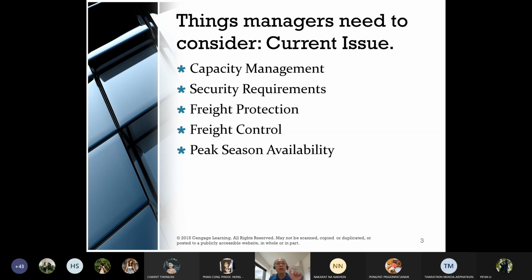Next issue is freight protection. Again, from chapter 9, we have learned about piracy. We have learned about so many things. We have learned about risk management, risk mitigation, risk transfer. One way to mitigate risks is to transfer risk by paying for insurance. When the risk is getting higher, you will pay more for the insurance premium. Basically, the total cost of shipment is getting higher because you pay more for the insurance.